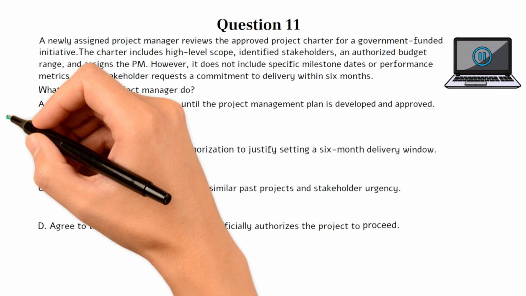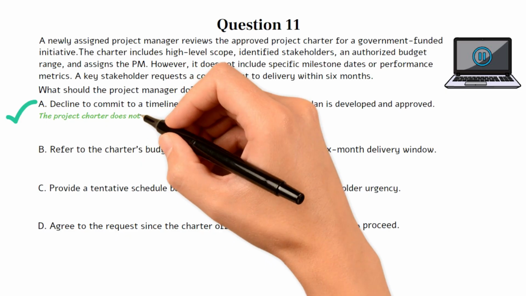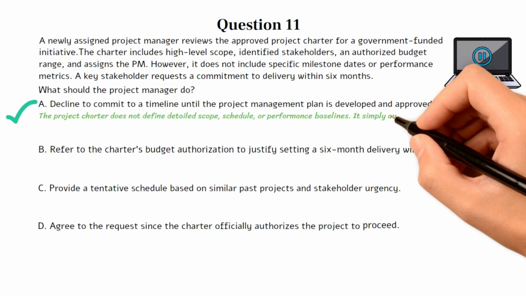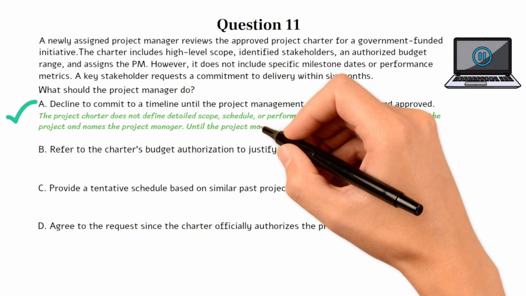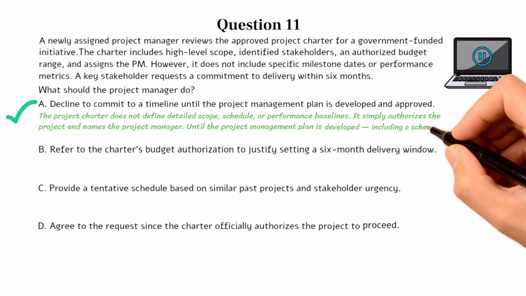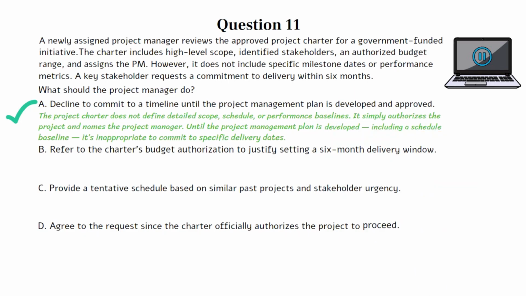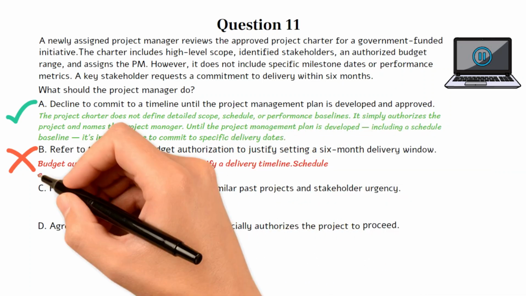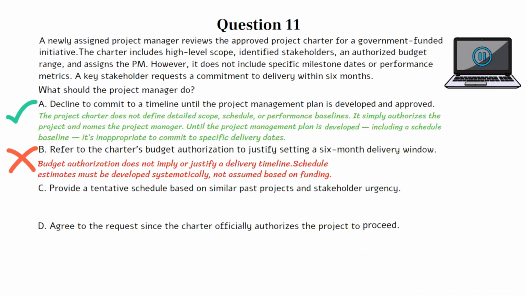The correct answer is A. Choice A is the best option because the project charter does not define detailed scope, schedule, or performance baselines. It simply authorizes the project and names the project manager. Until the project management plan is developed, including a schedule baseline, it's inappropriate to commit to specific delivery dates. Choice B is incorrect. Budget authorization does not imply or justify a delivery timeline. Schedule estimates must be developed systematically, not assumed based on funding.